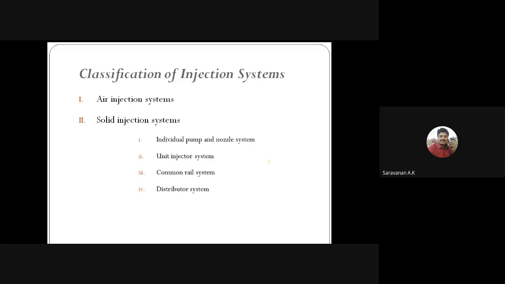For producing the required pressure for atomizing the fuel, either air or a mechanical means is used. So the air injection system will be there and the solid injection system also. The injection system is classified accordingly into these two terms. In the air injection system, the fuel is forced into the cylinder by means of the compressed air.